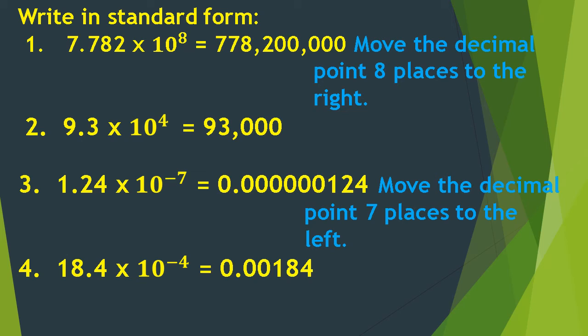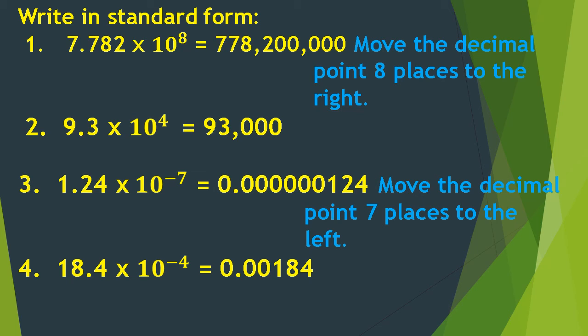Number 3. 1 and 24 hundredths times 10 to the negative 7. So we are going to move the decimal point 7 places to the left. So we will count the digit, 7 places to the left. So we will add 0. There are 6 zeros in 124.